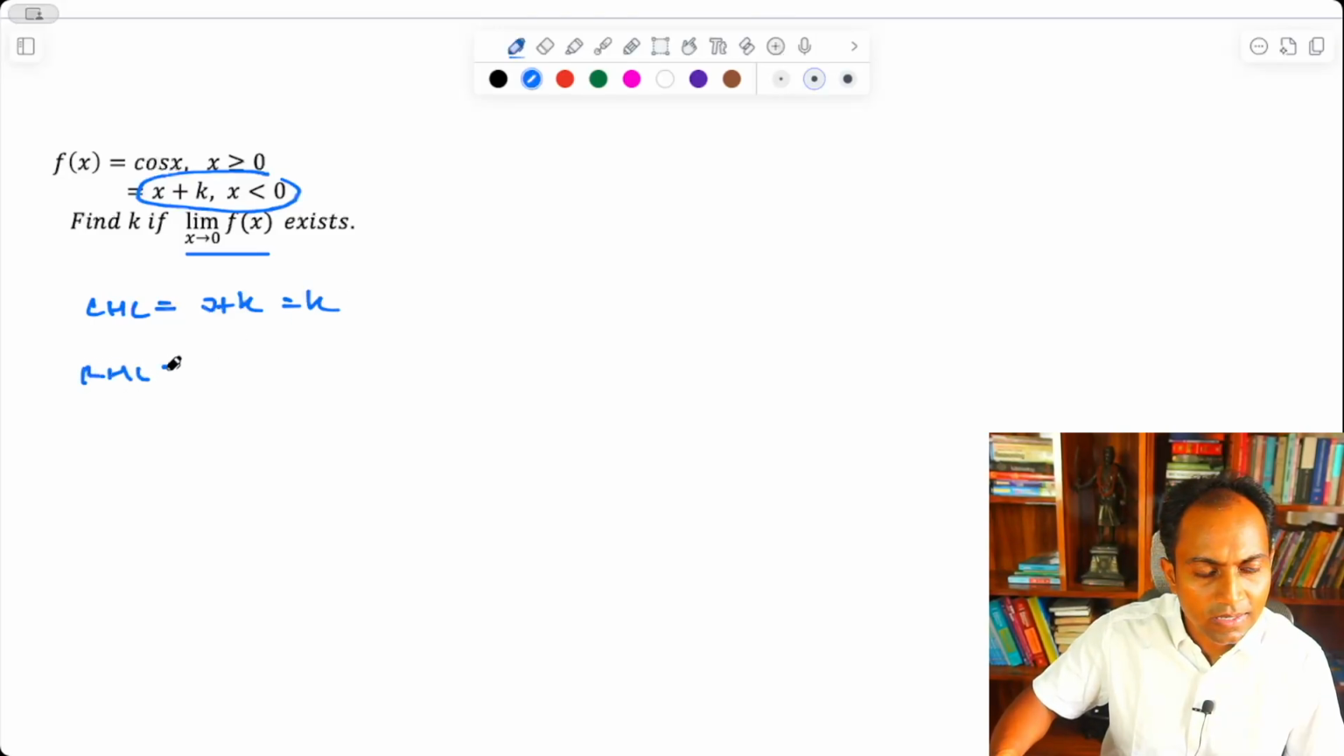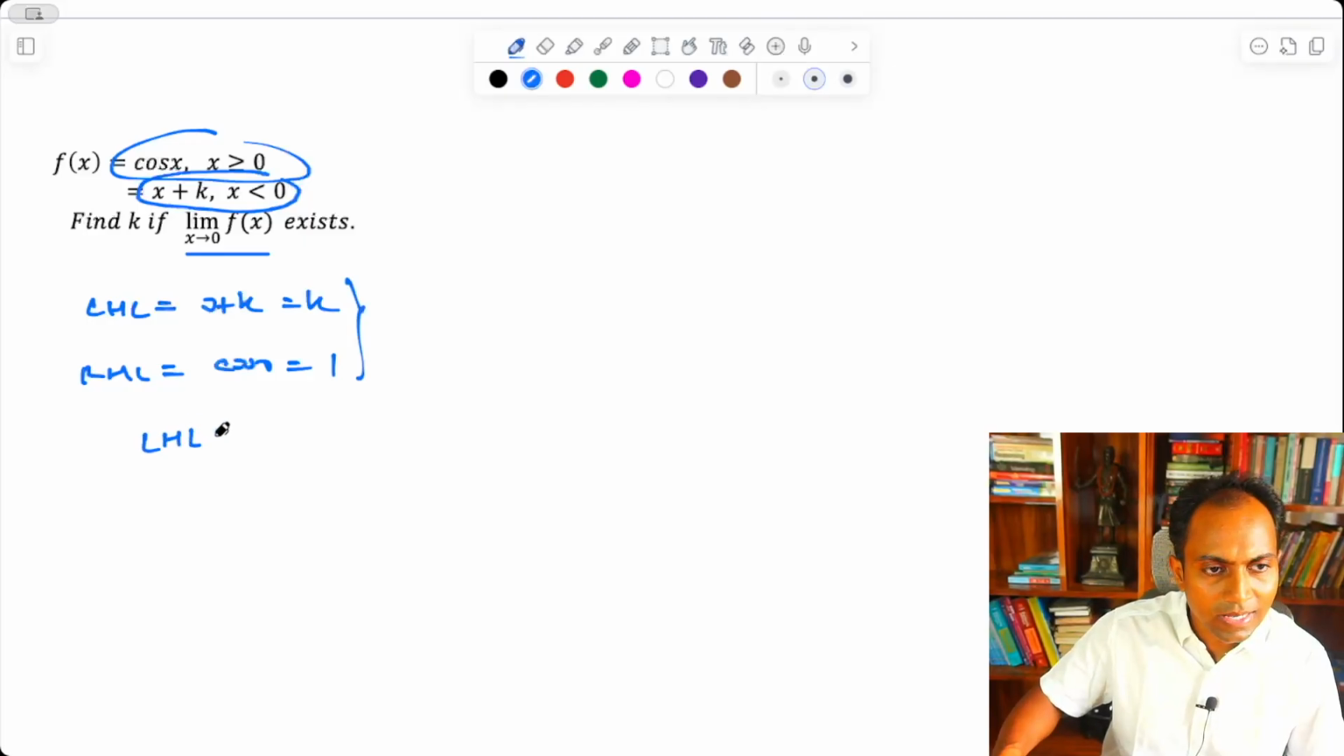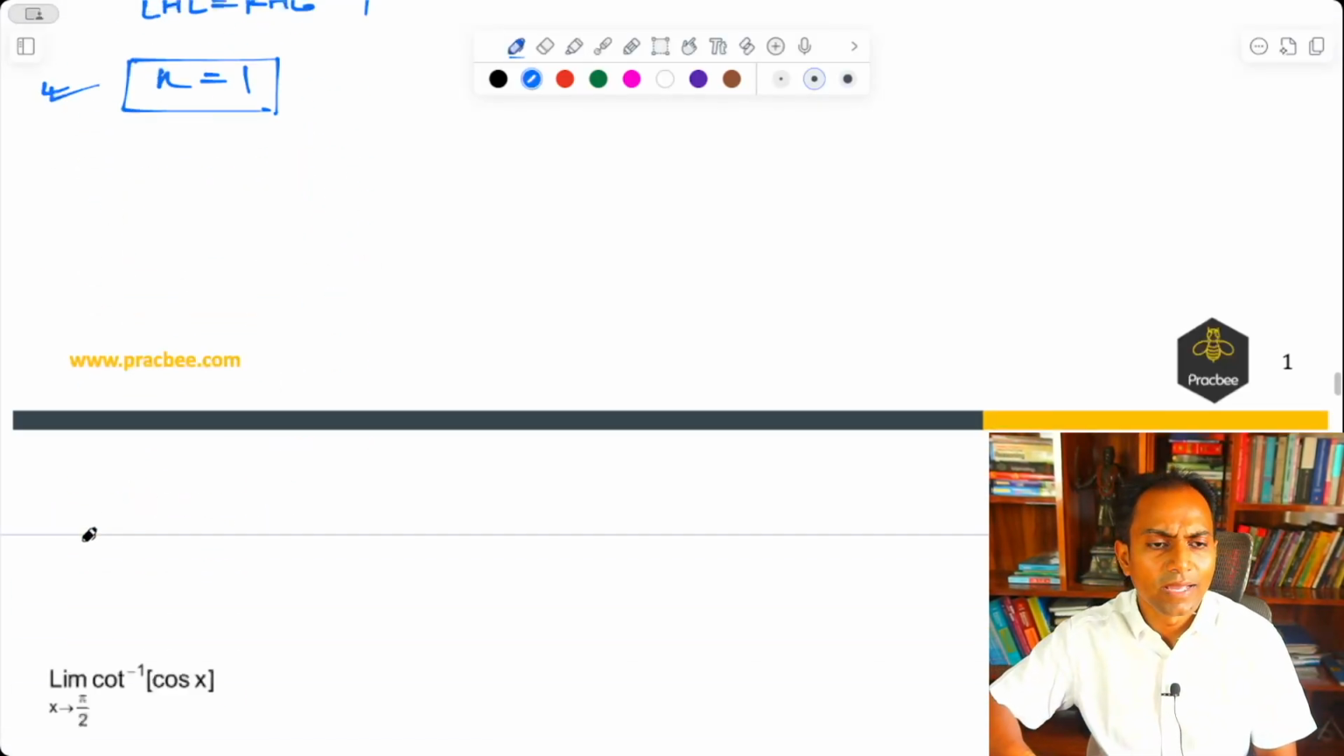And for RHL, again what I will do is basically put 0 in the other part. This will become cos of 0, which becomes 1. LHL and RHL are equal. So LHL will be equal to RHL and this comes out to be equal to 1. This is what the question says: it exists. So my LHL was k, my RHL became 1. K comes out to be 1. A very simple, very elegant question.